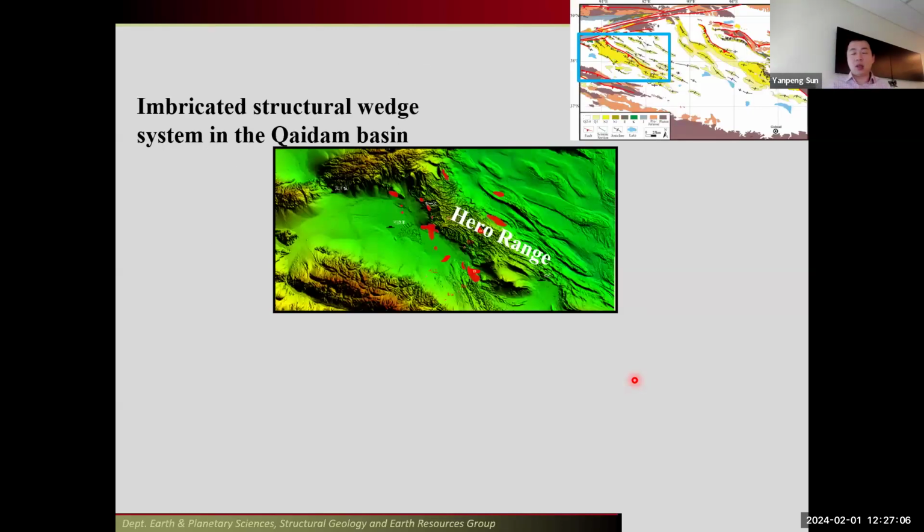So this is again the area that I mentioned very briefly, which is called the Hill Range in the southwestern side of the basin, where you see it's much higher in elevation compared with the other part of the basin. And then the red polygons are the locations of the discovered oil fields in this part of the basin.